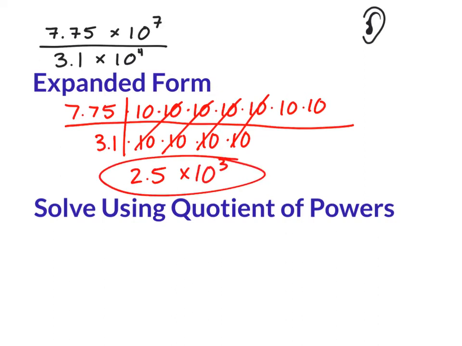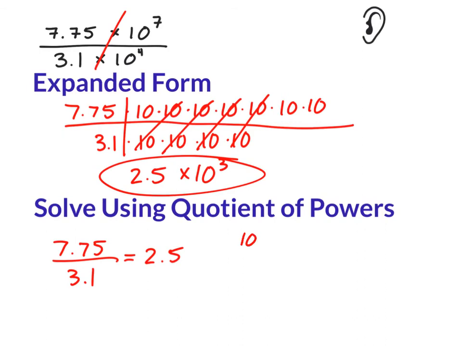Let's solve this using the quotient of powers. First, I'm going to break this problem up into two separate problems. So 7 75/100 divided by 3.1. I know that this is 2 5/10 or 2.5. Then I can divide my base 10s.